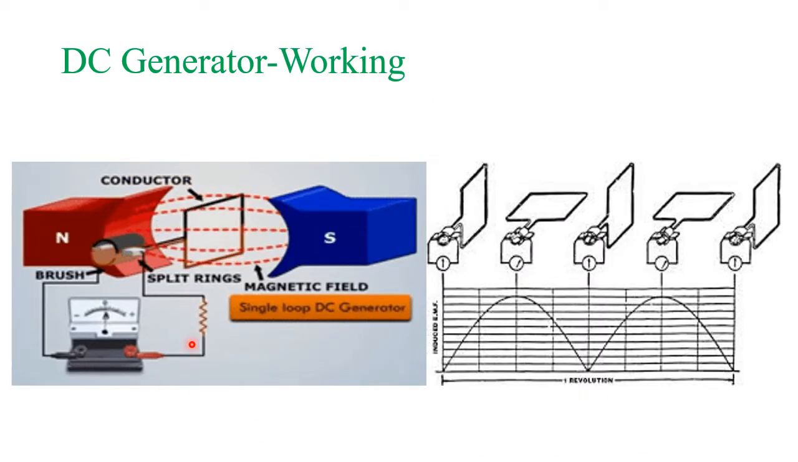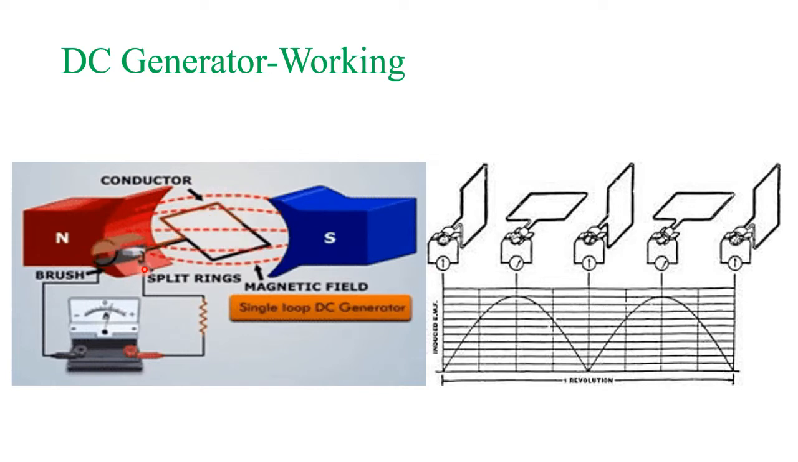Here you can see the magnetic field is produced by the North Pole and South Pole, and you can notice the magnetic lines of force. This is a single loop conductor; there is only one loop, for understanding. In practice there will be many coils, but here, for better understanding, there is only one coil. This coil is connected to the split rings. There are two split rings, and the white one is the brush.